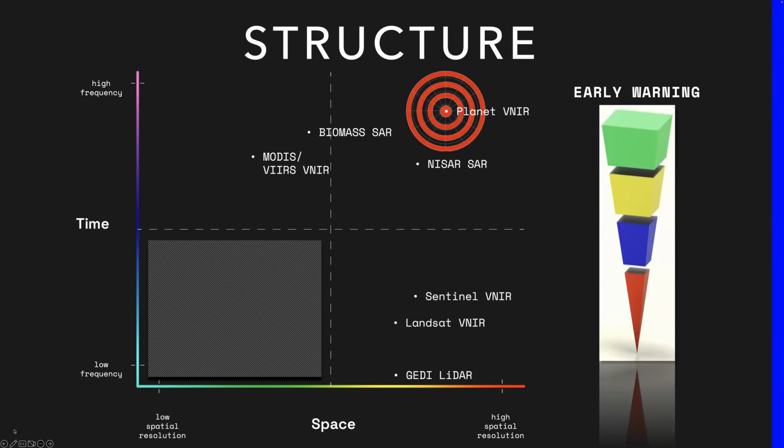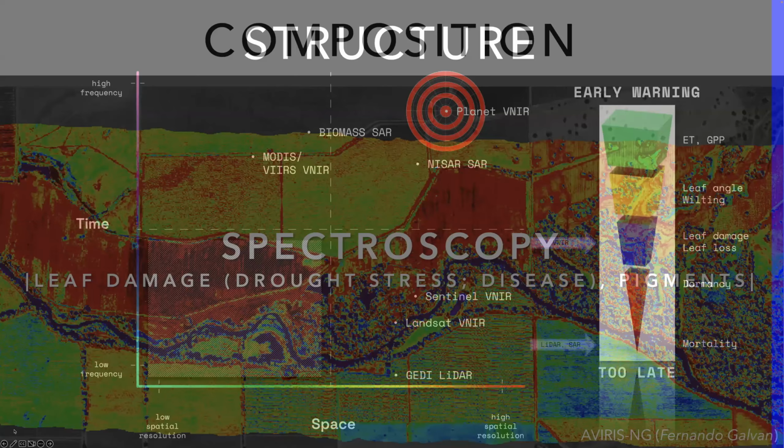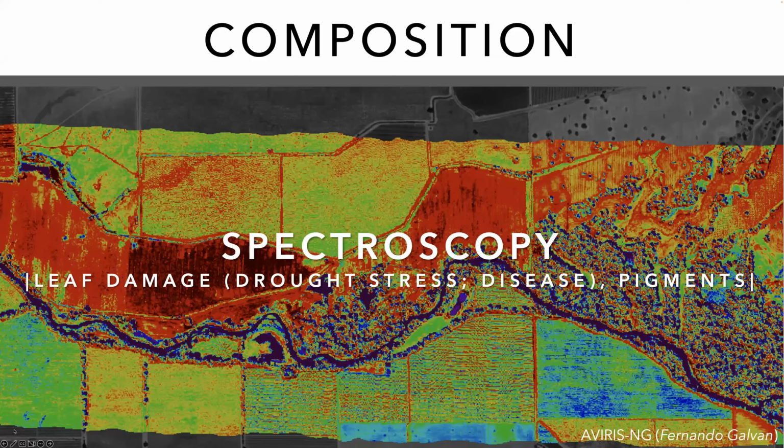And then where does it fall on the early warning indicator? Yeah, you get right around there. And LiDAR and SAR will tell us that final death story, which will tell us about stress throughout the rest of the forest early, but too late for the individual trees and so on. For composition, there's spectroscopy that'll get leaf damage, stress, disease, pigments, and so on.